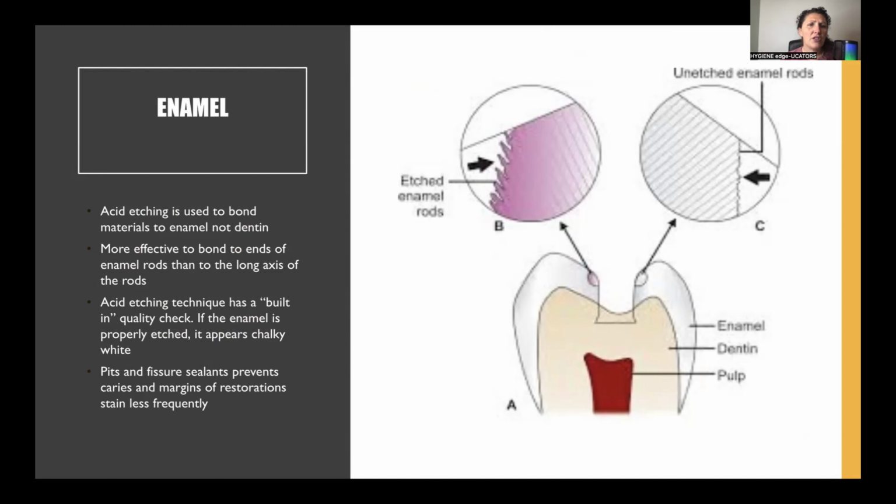So this acid etching technique has a built-in quality check. If the enamel is properly etched, it is going to appear what color? Kind of a chalky white, right? So then you know, okay, my surface is prepped and ready to go. I have essentially taken the minerals out of the tooth structure. Our pit and fissure sealants prevent caries, and margins of restoration stain less frequently when we use our acid etch technique.